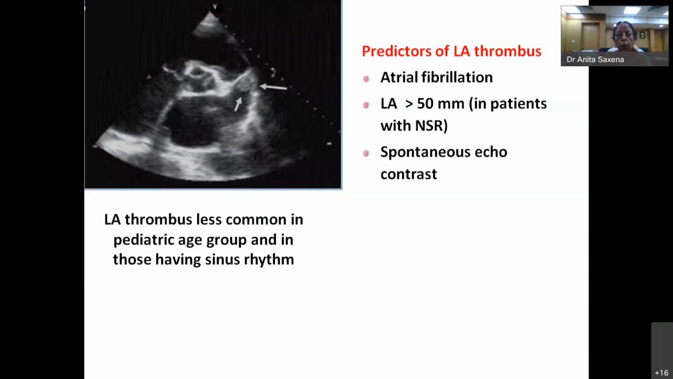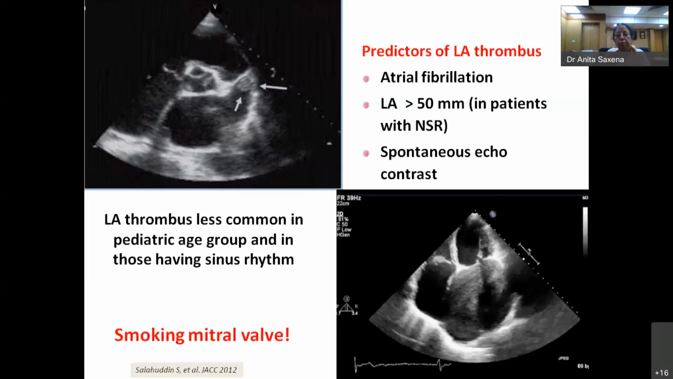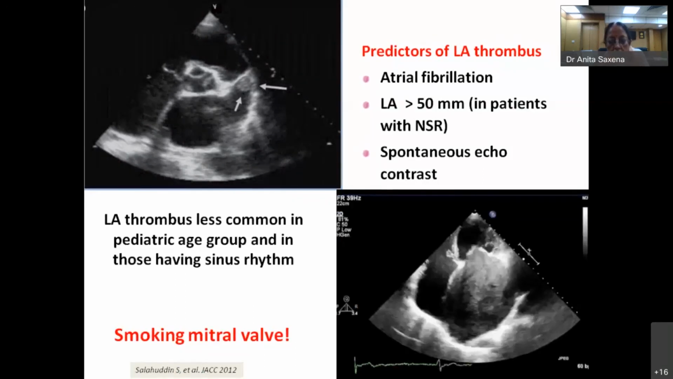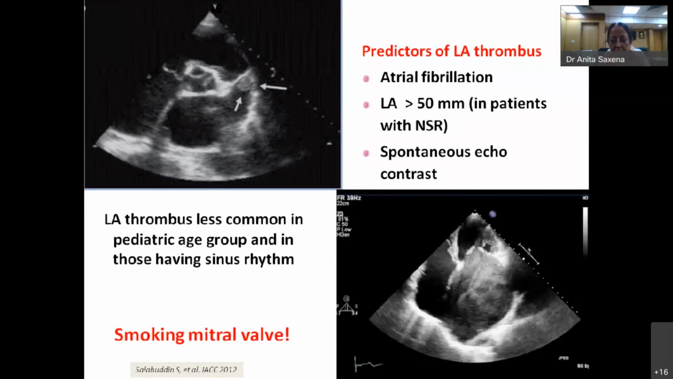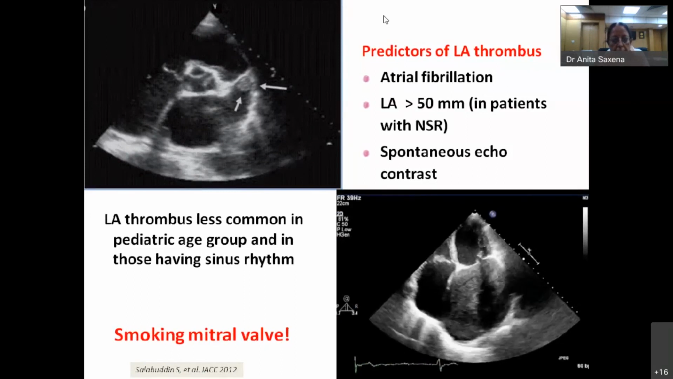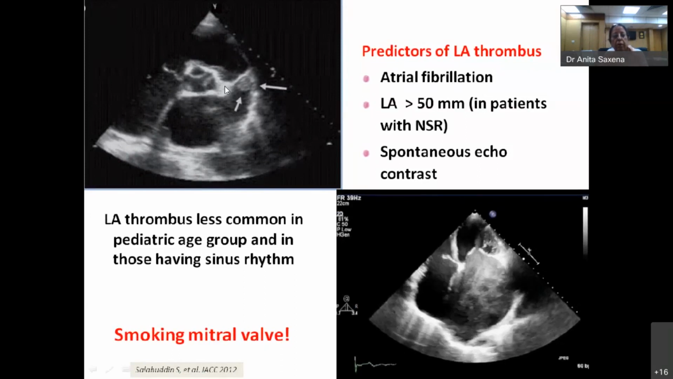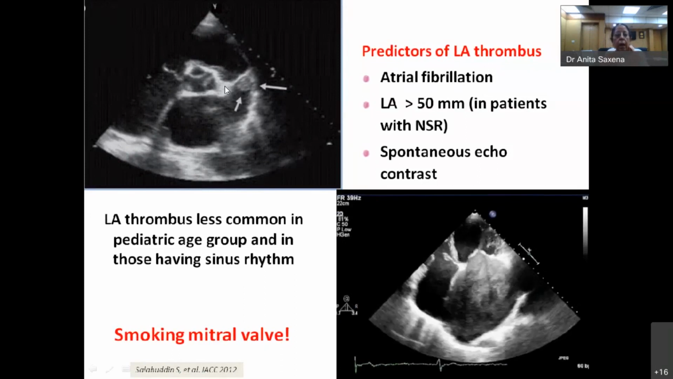And when we are doing an echo, look for spontaneous echo contrast, or smoke, because that will also indicate that this patient may be about to develop thrombus in the left atrium. Thrombus in the left atrial cavity will be seen very easily, but when it is in the appendage, you have to make a special effort to look at the LA appendage. Sometimes you even have to do transesophageal echo to look at the appendage, which may not be very easily visible on transthoracic echocardiography.